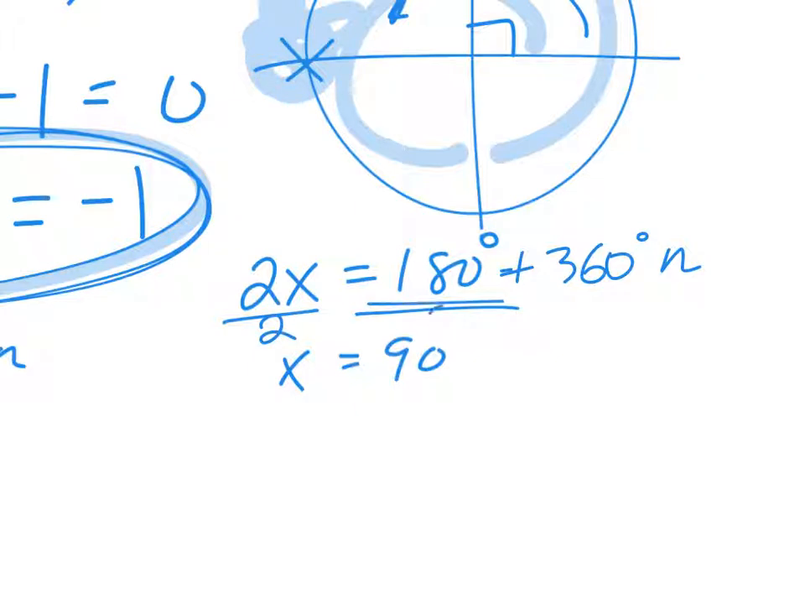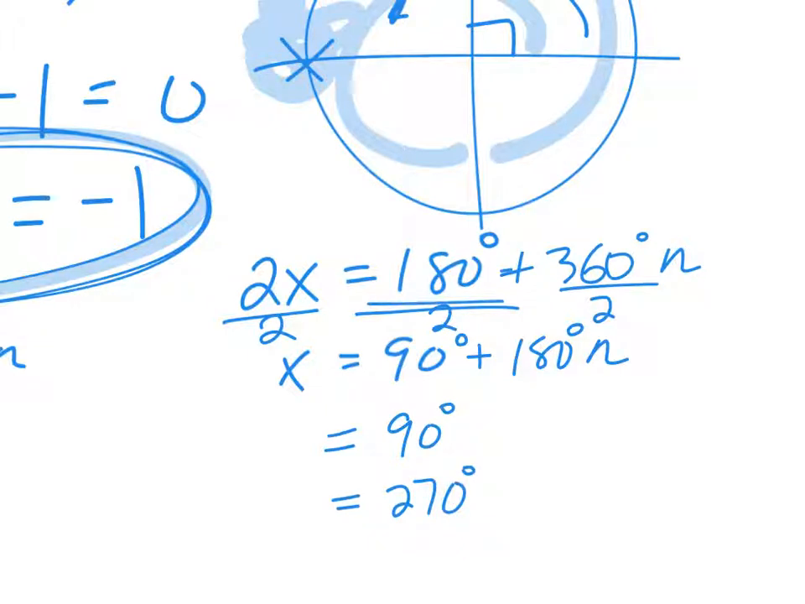Now you divide everything by 2. So now the answer is 90 plus 180n. Oh, so it became 270. Yes, and so you ask yourself, first one is 90. The second one is add 180 to it, which is 270. So both of them, when you double it and put it back in cosine, you will get -1.